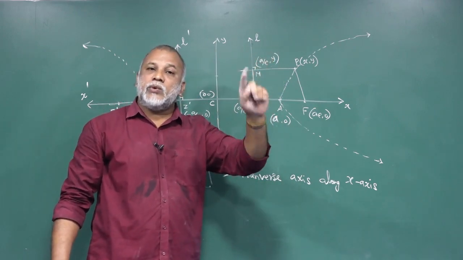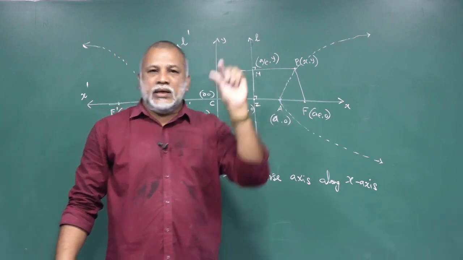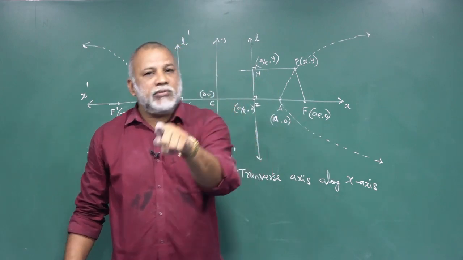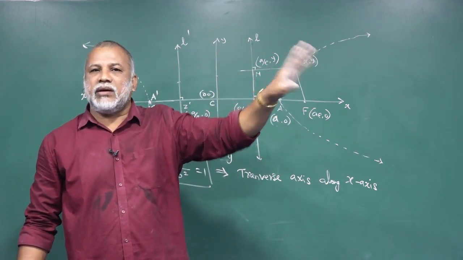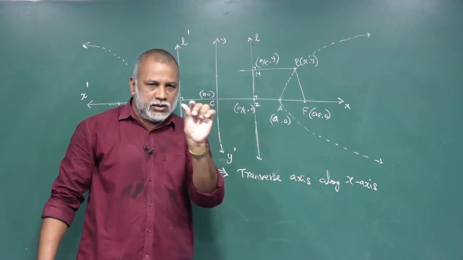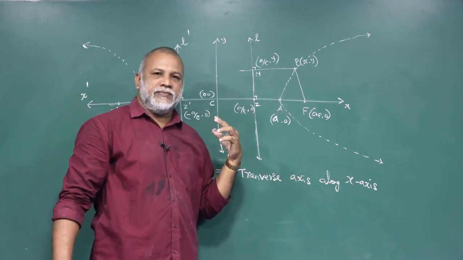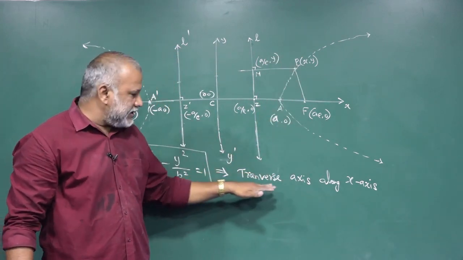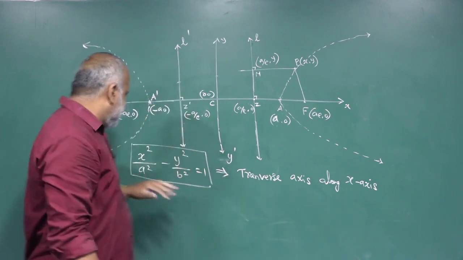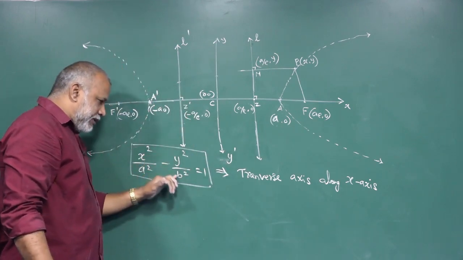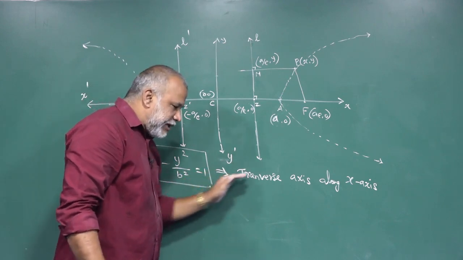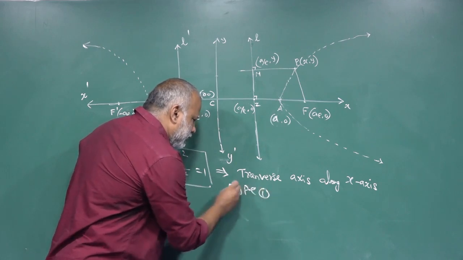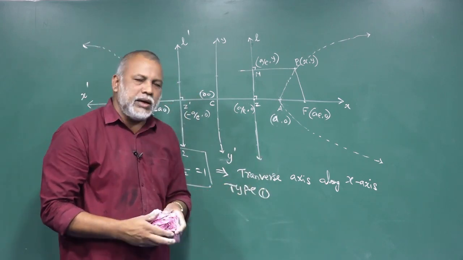Compare with the ellipse. There you say major axis: x squared by a squared plus y squared by b squared equals 1, a greater than b. That type number 1 is called major axis along x-axis. There you mention major and minor. Here you use only the one word, transverse axis. So x squared by a squared minus y squared by b squared equals 1 is called type 1. The name is transverse axis along x-axis.